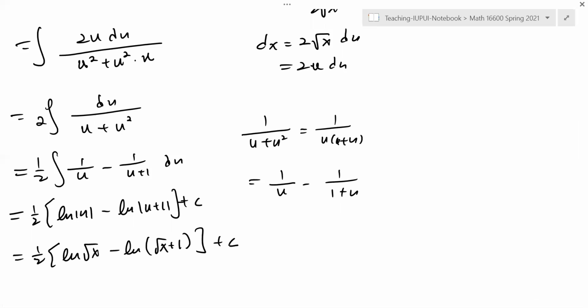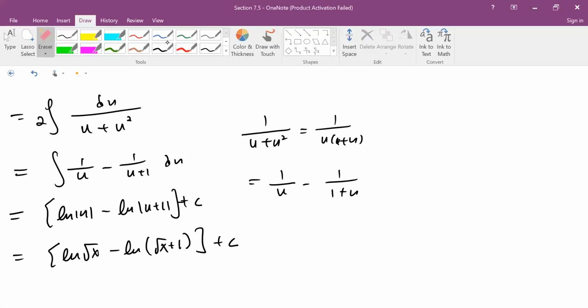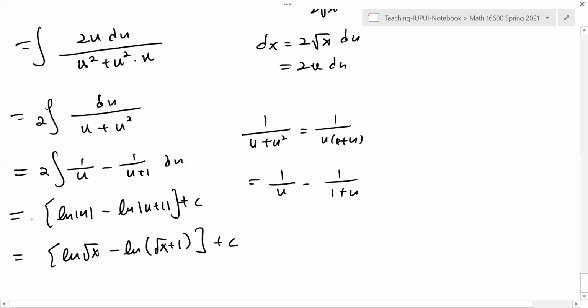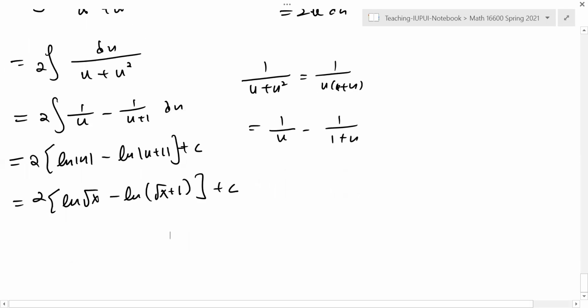Oh, 1 to 2 goes to 1/2. Sorry, I copied 2, and when I copy 2, it became 1/2.